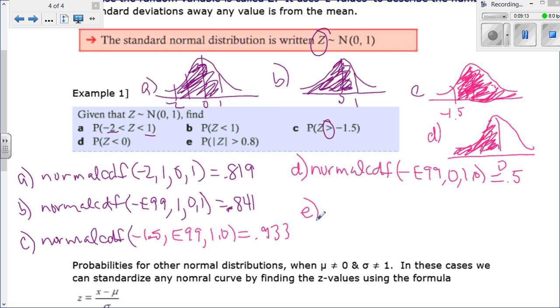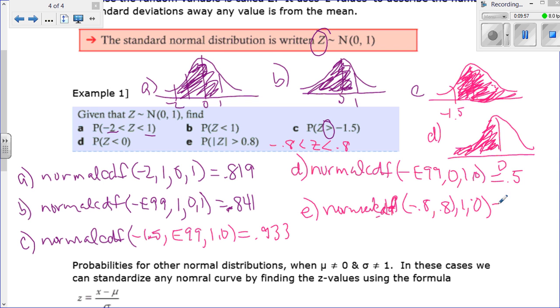And for part E, the absolute value of z is greater than 0.8 means -0.8 less than z less than 0.8. So it's giving me a range of numbers. So I'm going to do normal CDF. My lower bound will be -0.8. My upper bound will be 0.8, 1, and 0.